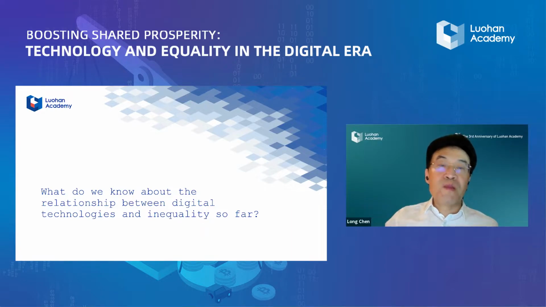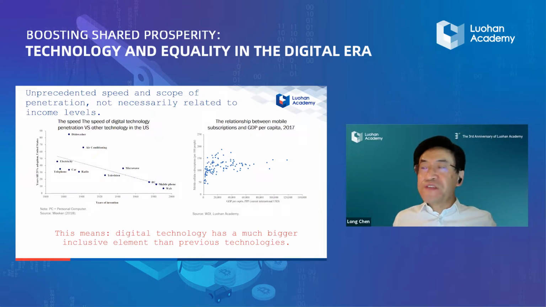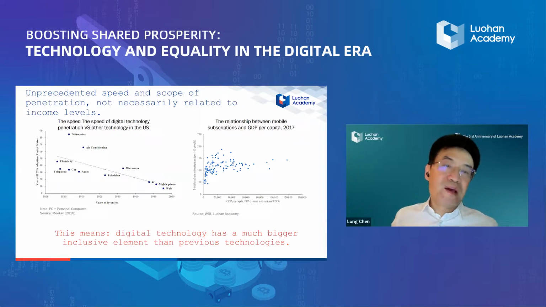Let's show some evidence. The first thing we notice is that digital technology has an unprecedented speed and scope of penetration. As you can see from the left graph, it took many decades for electricity, telephone, car, dishwasher, and air conditioning to reach high penetration. But it took the mobile phone only years to do that.